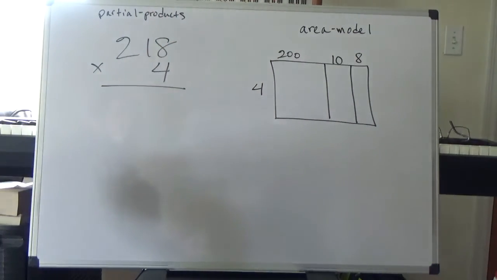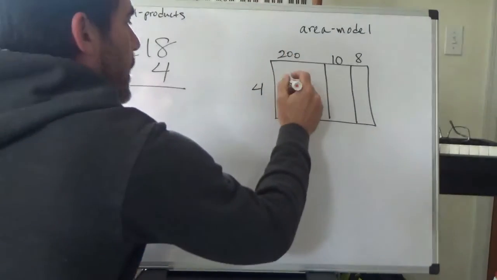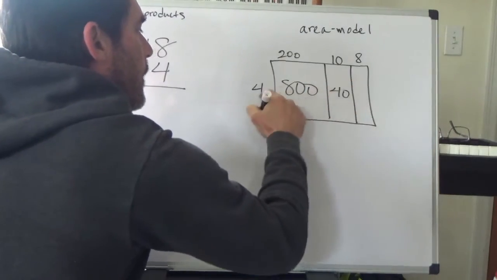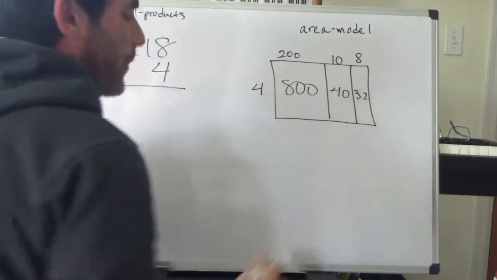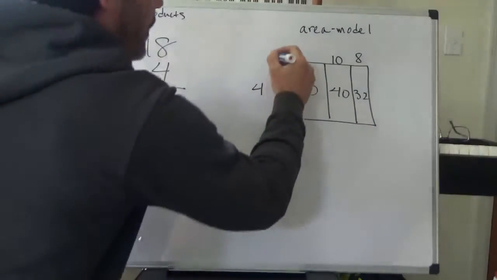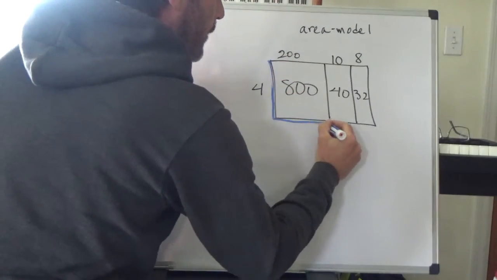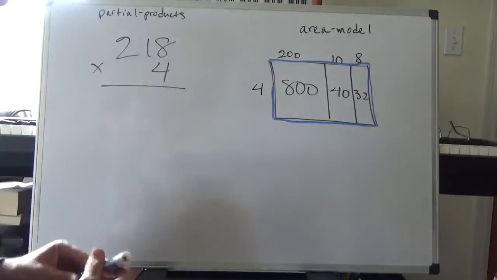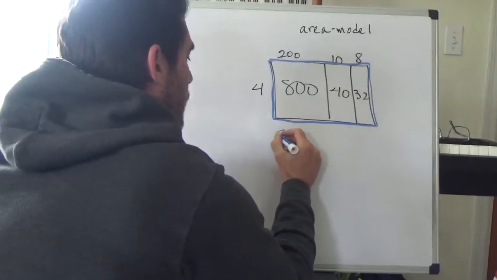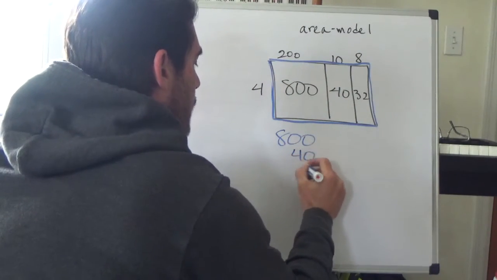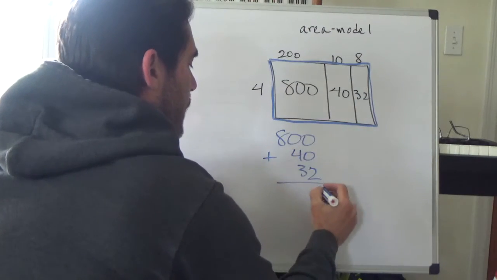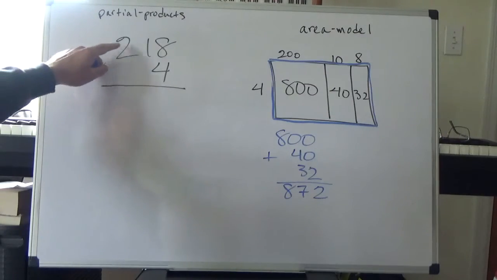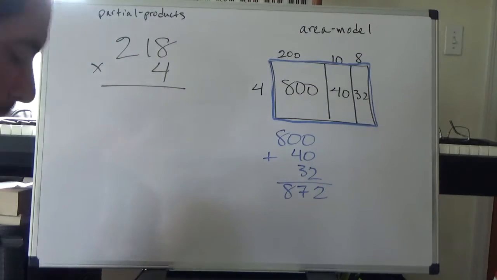So I'll start with the area model. 4 times 200 is 800. 4 times 10 is 40. 4 times 8 is 32. So now I've taken 3 smaller areas, and if I add up these numbers, that will give me the entire area of the whole shape. If I add these together, I'll get a 2, a 7, and an 8. So 872 is the answer to 218 multiplied by 4, or times 4.